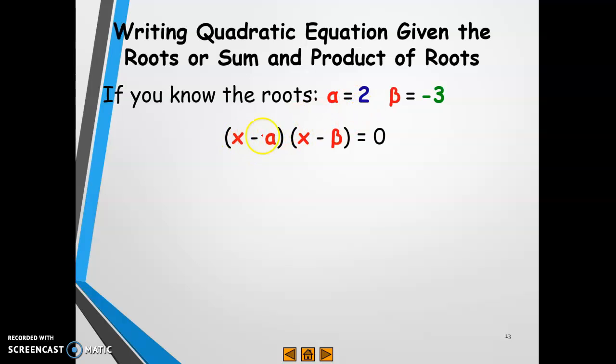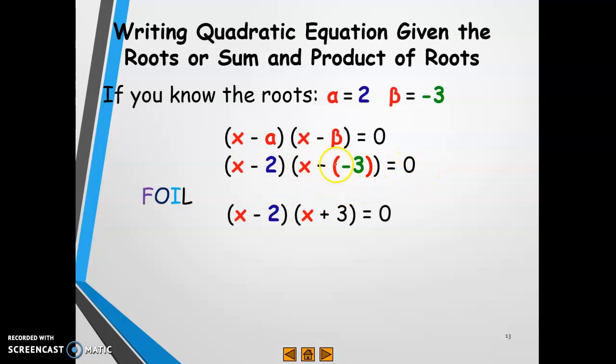Now, using this formula, you can simply place the values of alpha and beta. So (x minus alpha)(x minus beta) is equal to 0. This becomes (x minus 2), and for the other one, since beta is -3, (x minus -3) equal to 0. After that, we simplify the second parenthesis: negative times -3 is +3. Now you notice that there is a FOIL word here.